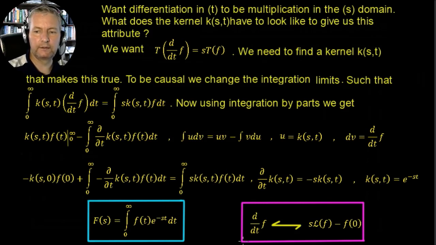So finally, we could say that our Laplace transform pair for the differentiation would be: when we differentiate a function with respect to time in the time domain, it's equivalent to multiplying the Laplace transform of the original function by your value of s, minus the initial condition f(0).